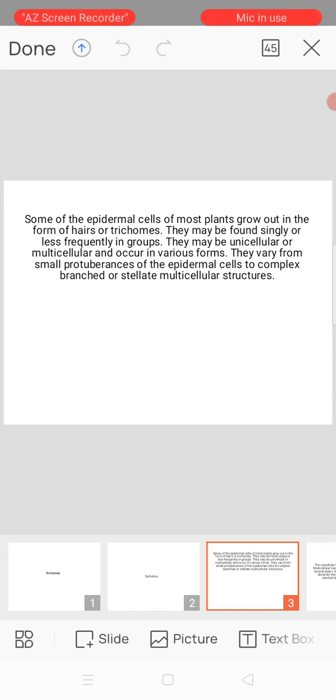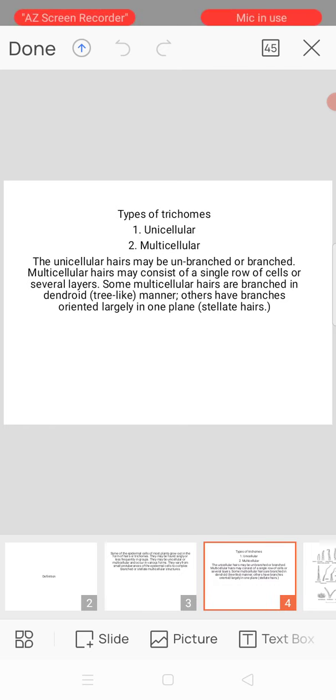One common type is referred to as hair, and trichomes are classified into two different types, unicellular or multicellular. The unicellular hairs may be unbranched or branched. Multicellular hairs may consist of a single row of cells or several layers.